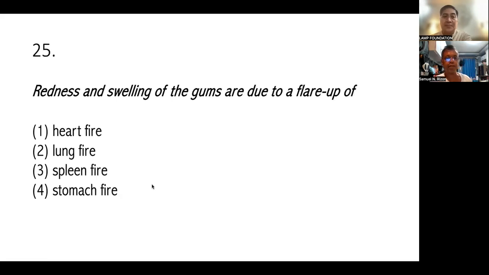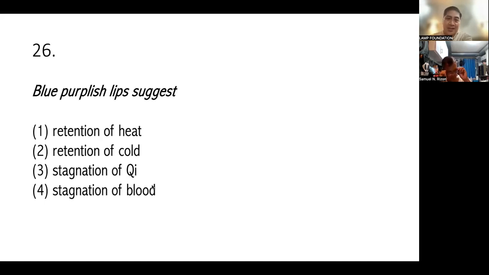Number 25. Redness and swelling of the gums are due to flare-up of stomach fire, Doc. It's the stomach channel. Okay, what's the best point for dealing with the stomach fire? Remember the five shu points? Yes, Doc. Stomach 40, 44. Very good. I have nothing to say to Sir AK. Wow.